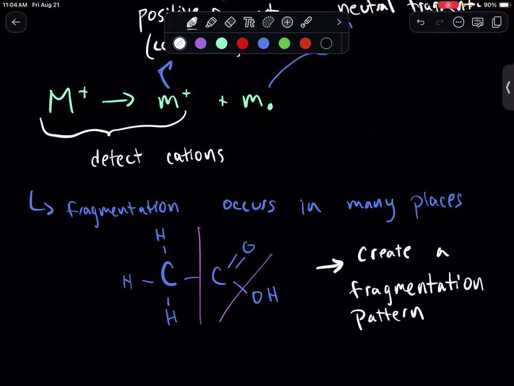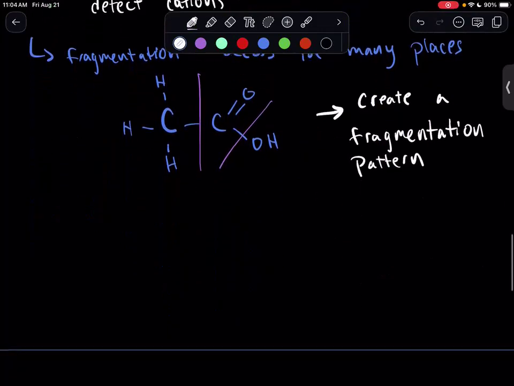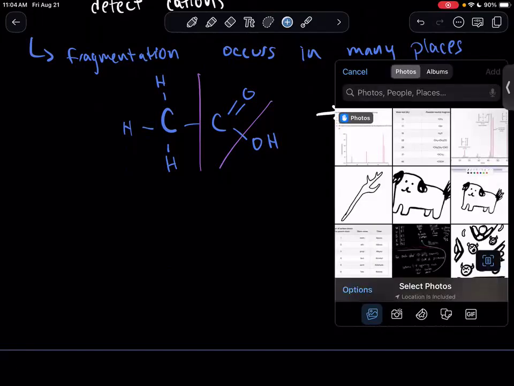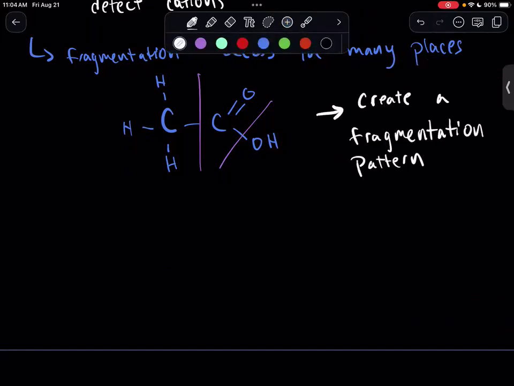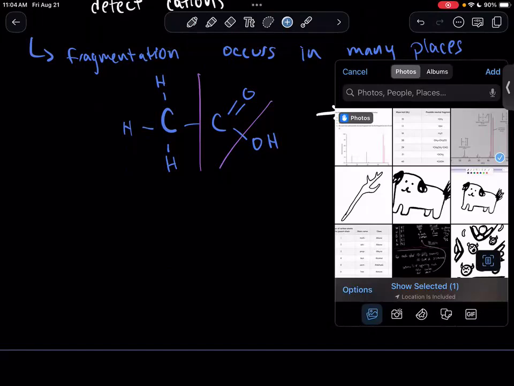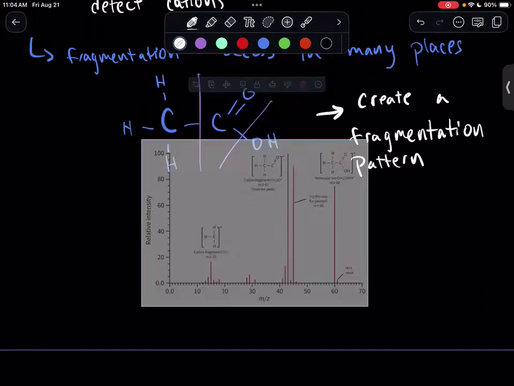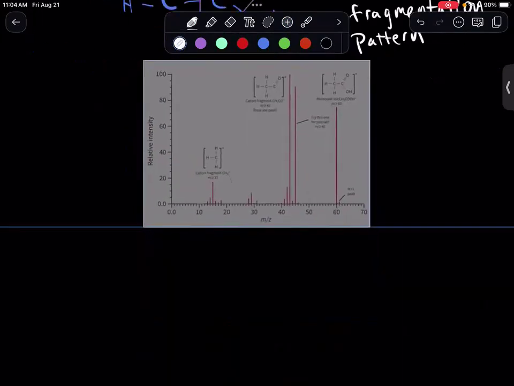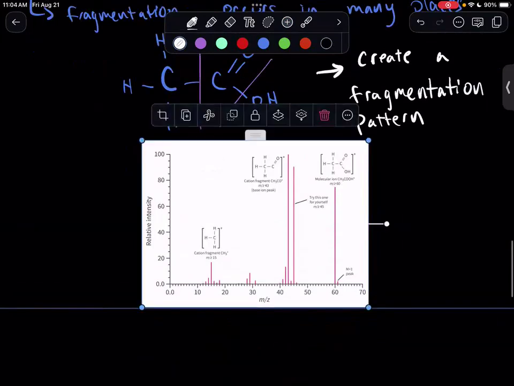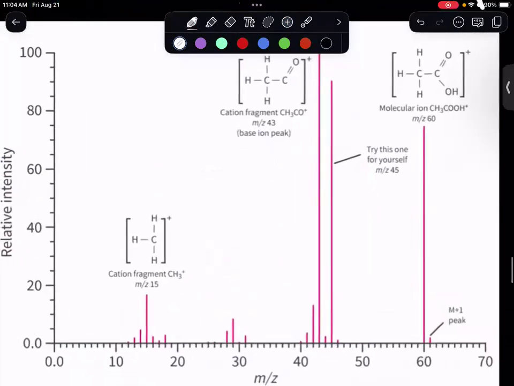So this is a lot of words, so let's actually look at what a fragmentation pattern looks like. So pulling from my images, we can see a fragmentation pattern. Oh, it didn't load. There we go. We can see a fragmentation pattern of ethanoic acid. Let me just lock this so I don't screw it up.